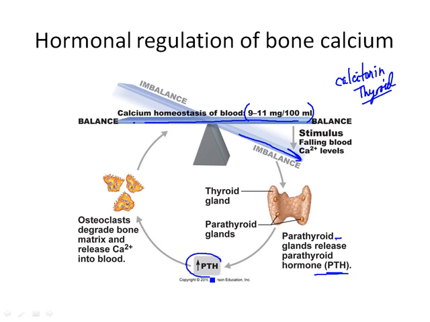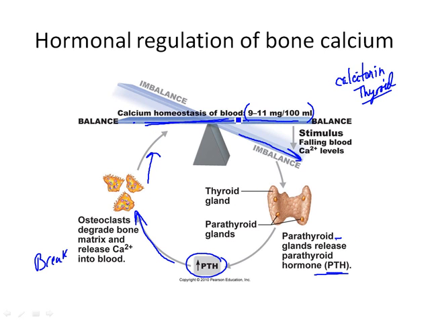What parathyroid hormone does is cause osteoclasts to break down the bone. By breaking down, kind of dissolving the bone, calcium is released from the bone into the blood. Calcium levels will go back up, and you'll be in homeostasis.